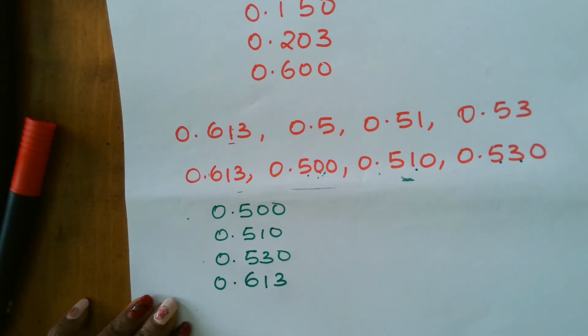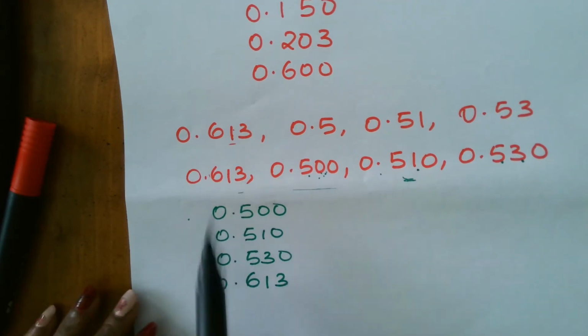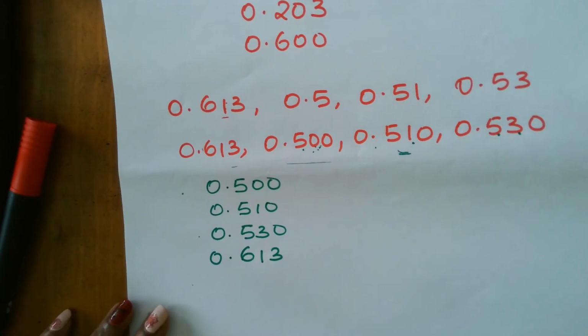So this is the best way to order decimals. When you're given questions like this in the exam, make sure that you have all the digits being the same. So we always have to look out for the decimals to find which one has the most number of digits. So once we have that, we'll be able to do this.